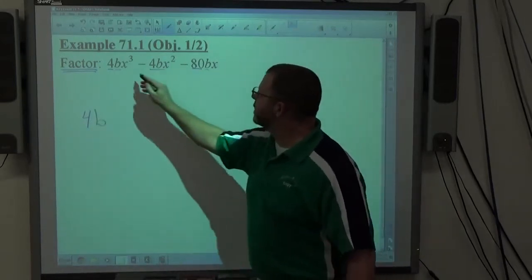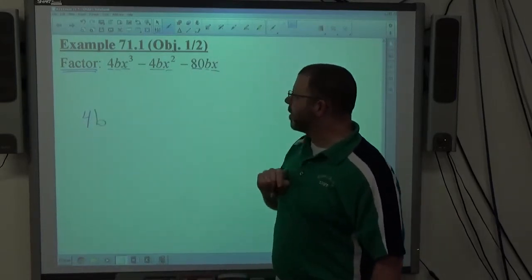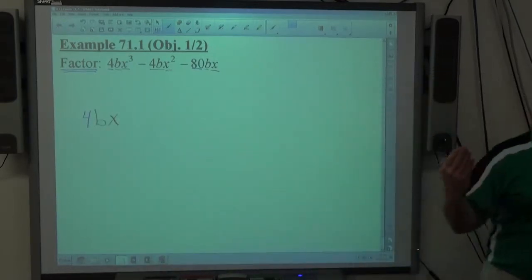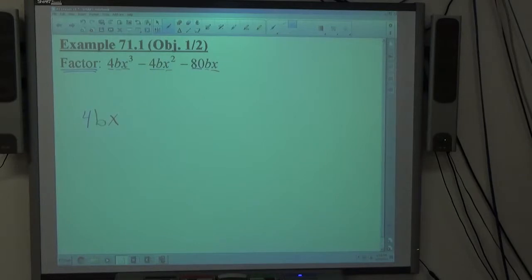Okay, then we got X, X, X. What's the smallest power of X? X to the first. That's how you find a common factor. The biggest number that divides all the numbers, and then any common letter, its smallest power.